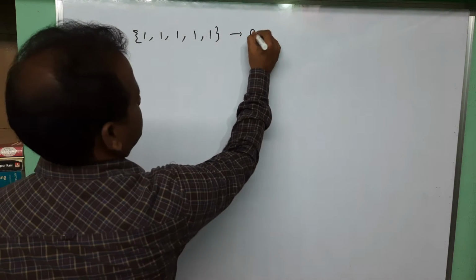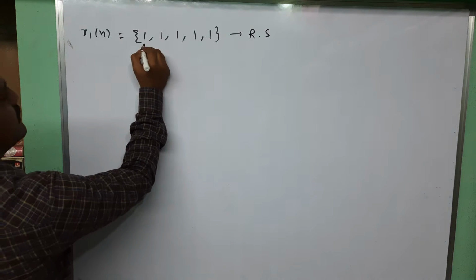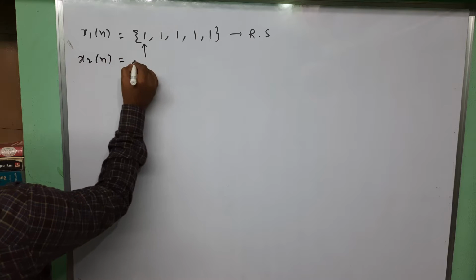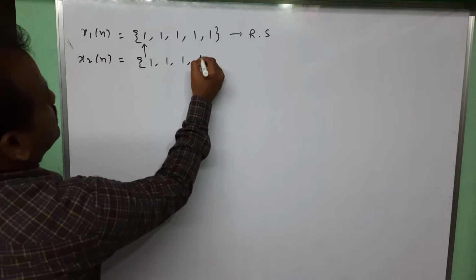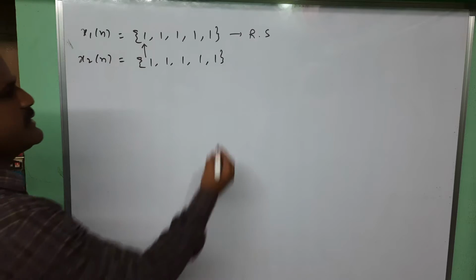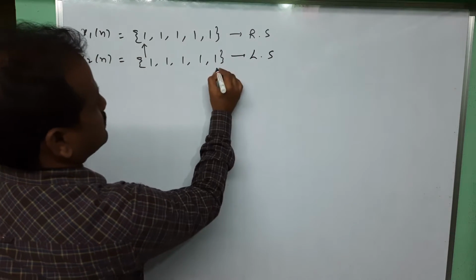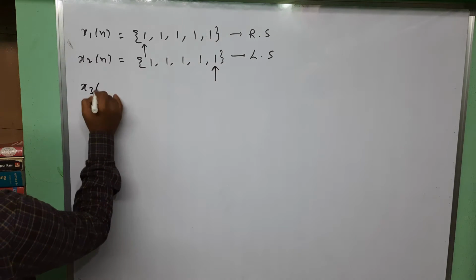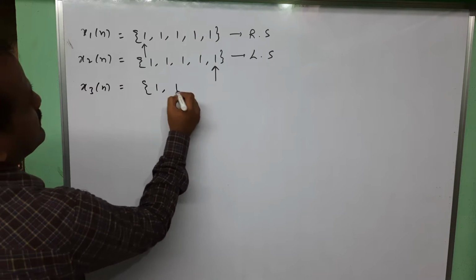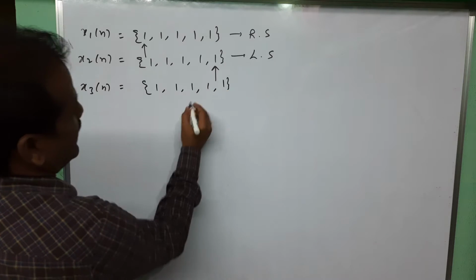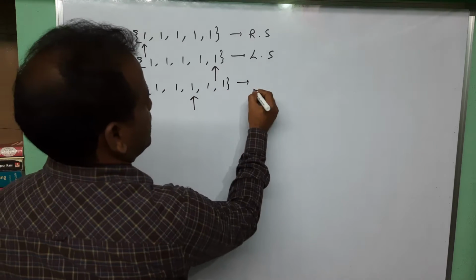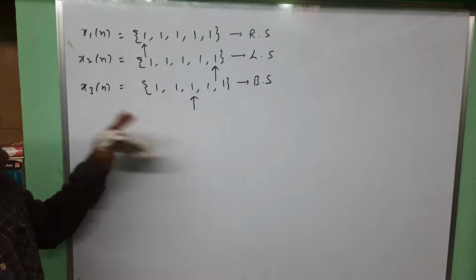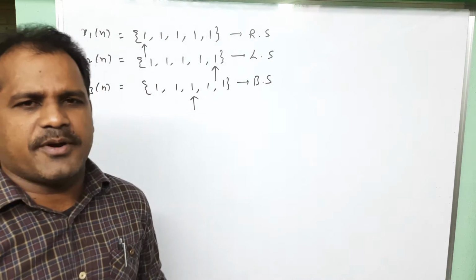I am considering this one as right side sequence with arrow at the beginning. Similarly, the second sequence is x2 of n, that also consists of 5 ones. This one is a left sided sequence with the arrow at the end of the sequence like this, and x3 of n is given as the same, consisting of 5 ones with the arrow in the middle of the sequence. It is considered as both side sequence. Let us consider these three sequences to find the Z transform and ROC.